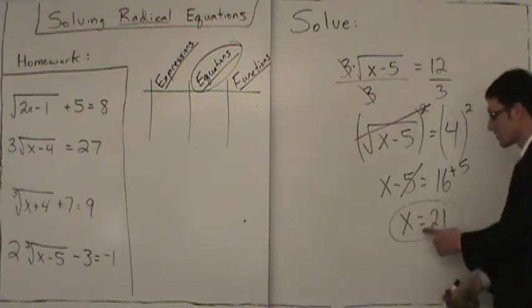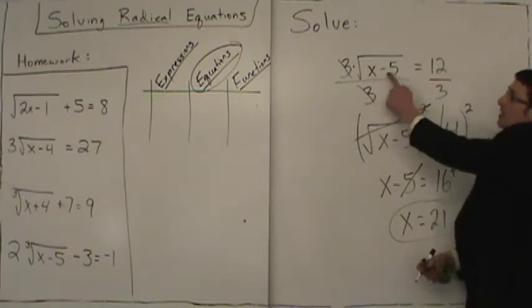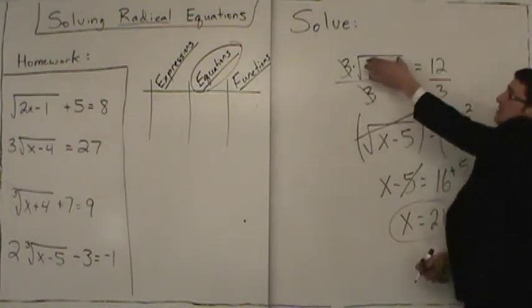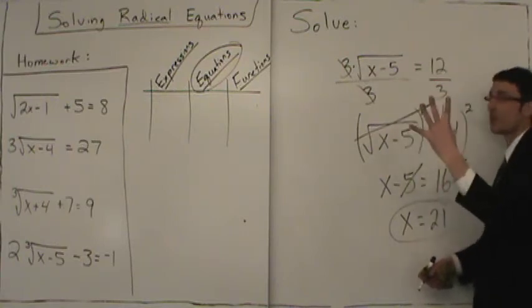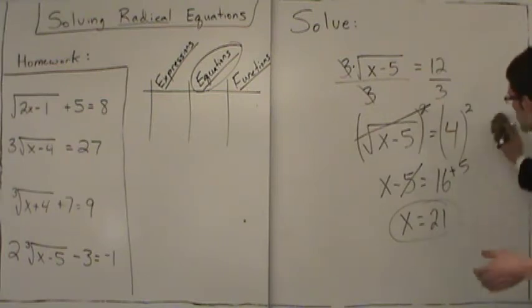You can always check your answer. If x is 21, put it back in. What is 21 minus 5? Well, 21 minus 5 is 16. And what is the square root of 16? The square root of 16 is 4. And 4 times 3 would give 12. So you can always check your solution by putting it back into the original.